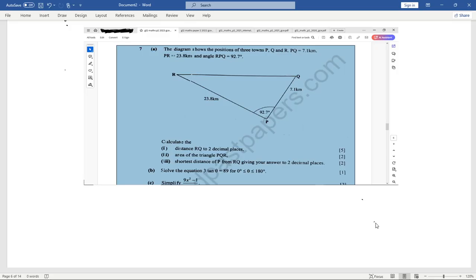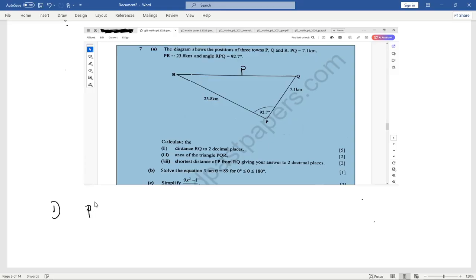So the question reads, the diagram shows the positions of three towns, P, Q and R there. So PQ is 7.1 kilometers, PR is 23.8 kilometers, and angle RPQ is 92.7 degrees there. So the first question here says we have to calculate the distance RQ here, so meaning that we have to find the distance here, so meaning that this is P that we're supposed to find there. So how do we find this distance here? We said using the cosine rule there. So this is our question number 1.